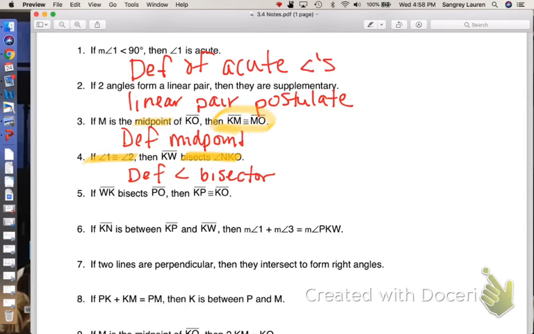Number five, if segment WK bisects segment PO, then KP is congruent to KO. There are technically two really great answers for this one. We have a segment being bisected, so we're talking about a segment bisector. So if you say definition of segment bisector, that is a great answer. However, if you remember when we talked about segment bisectors, our very first thought is a midpoint. So technically, this is also the definition of midpoint. If this was a test or quiz, I would take either answer.